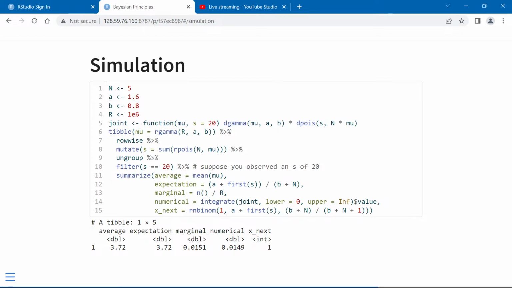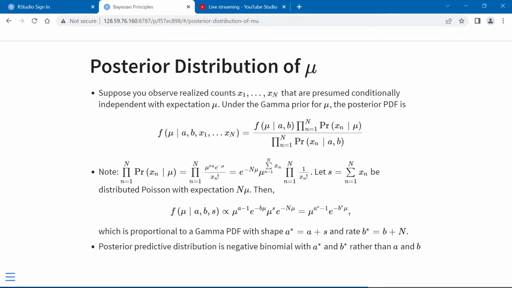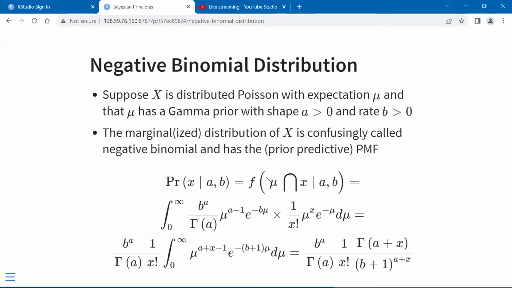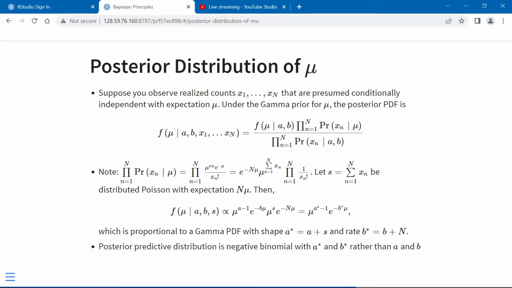the first realization from the posterior predictive distribution came out to be 1, but we usually wouldn't just take one realization from a posterior predictive distribution. We would take thousands or millions, and so we'd have a whole distribution that would give us the probabilities of that. We could obviously just compute them from a negative binomial, using A star and B star. So that's the prior, but we could update it to A star and B star.